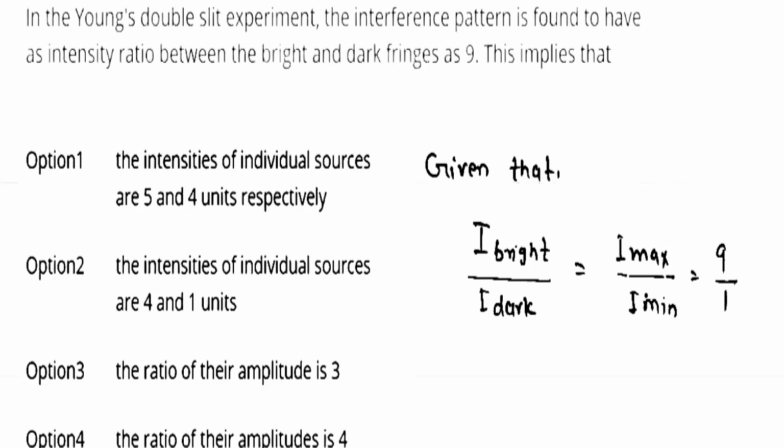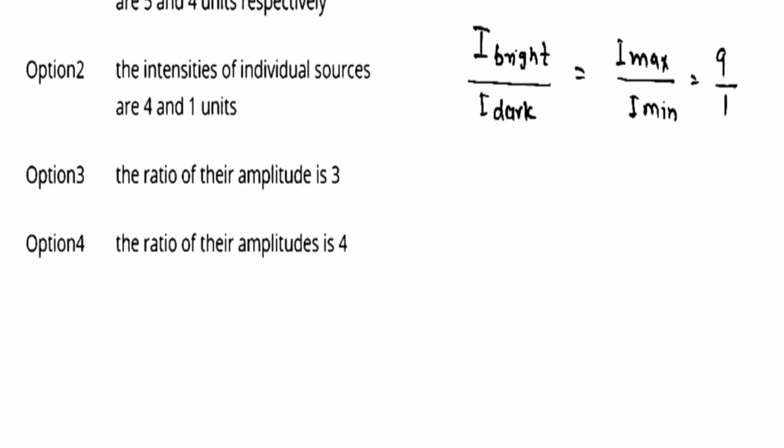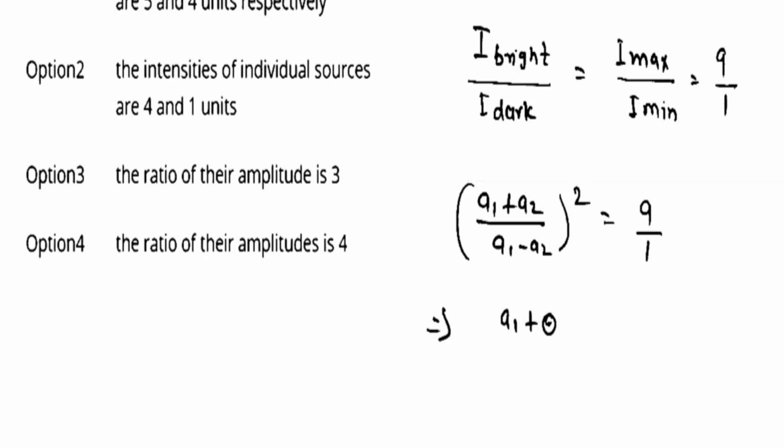And we know that I maximum by I minimum is given by the formula: A1 plus A2 over A1 minus A2, the amplitudes of the bright and dark fringes, whole squared, equals the ratio of intensity, which is 9 by 1. So we can write (A1 plus A2) divided by (A1 minus A2), for maximum and minimum, equals 3 by 1.